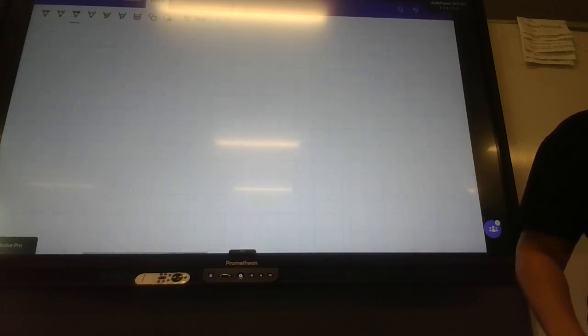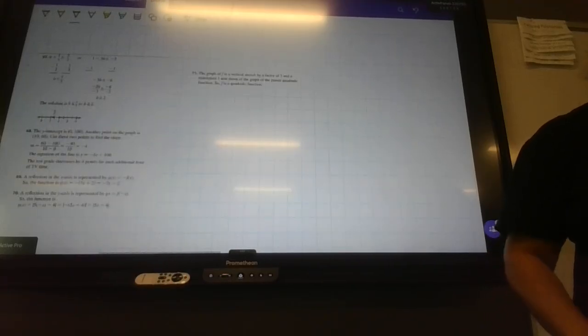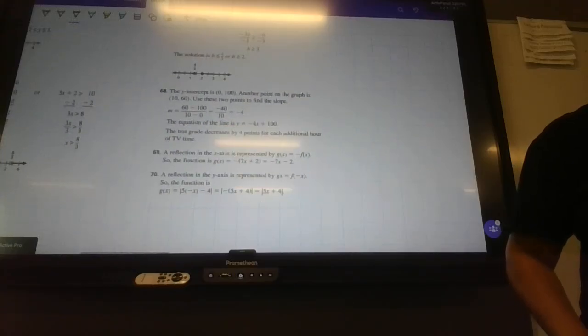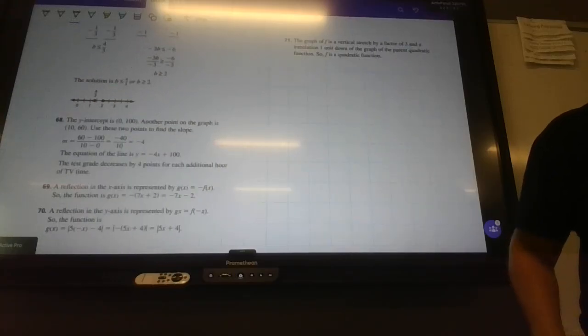And then 71. Gosh, it just disappeared. Oh, 71 was on here. No, 70. That's so tiny.